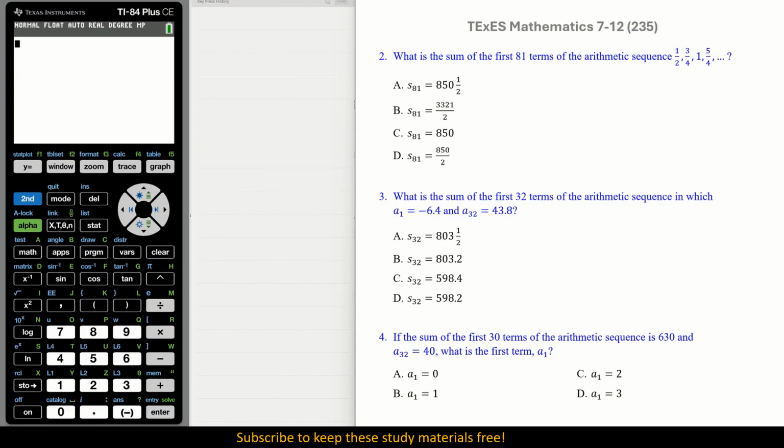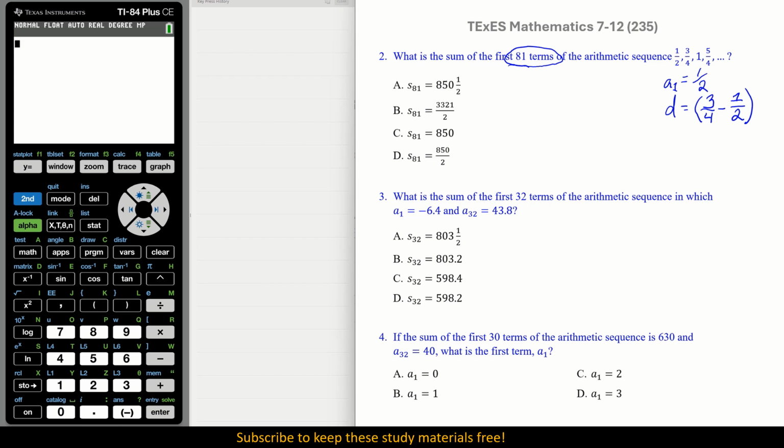Number 2: What is the sum of the first 81 terms of the arithmetic sequence 1/2, 3/4, 1, and 5/4? Now we use the first formula, the longer one, because we have a sub 1 equaling 1/2, and our common difference equals 3/4 minus 1/2. I'm not going to solve that, I'm going to use it as is. Why make life harder than it has to be?